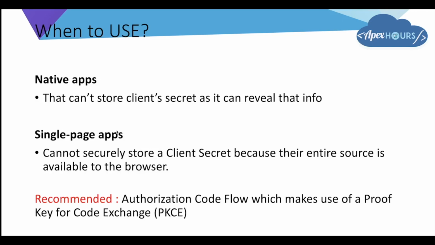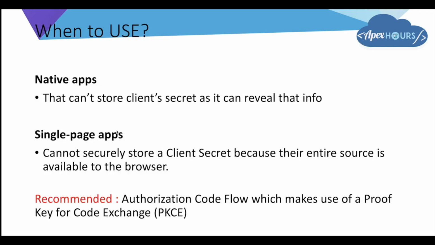So when to use it? Although I've already explained, let's go through it again. When you are using a native application and don't want to save the client secret in it, because there's a potential that it might get leaked once they decode the application, or in single page applications where you cannot use a client secret because the entire source is available to the browser and you can check the browser code, right? You can right click on it and inspect, and you can check the browser URL.